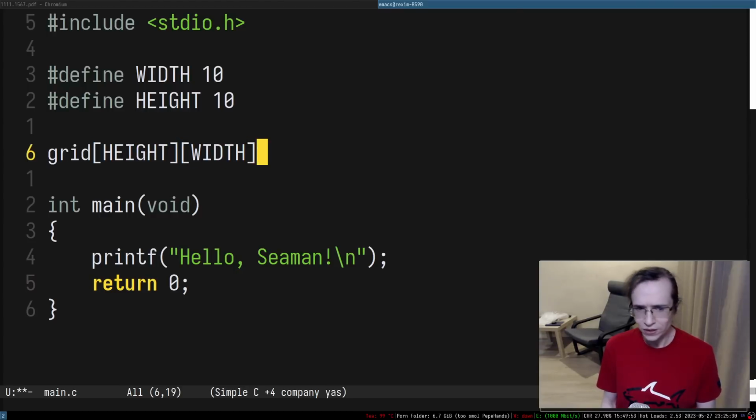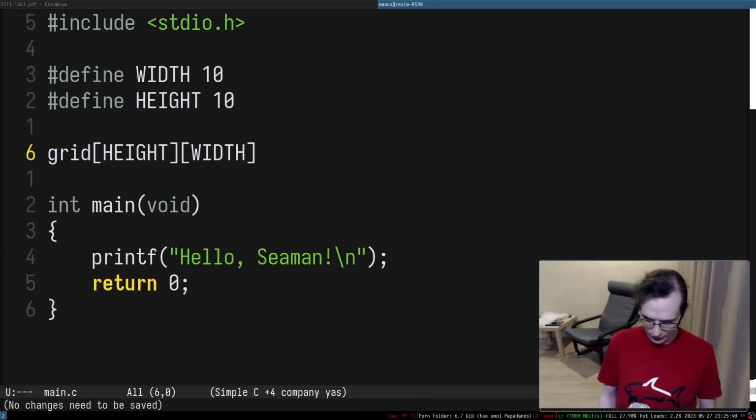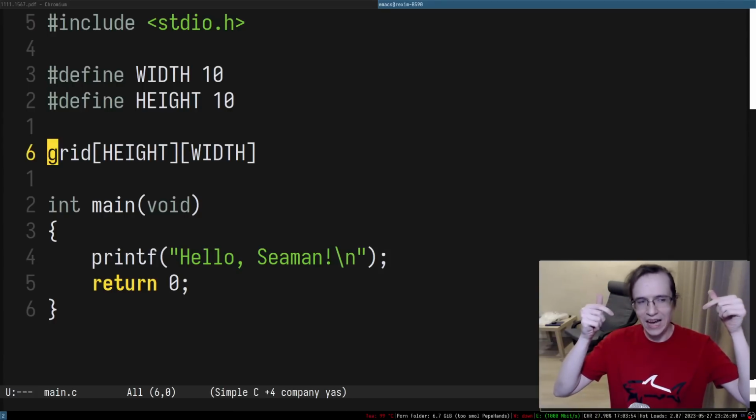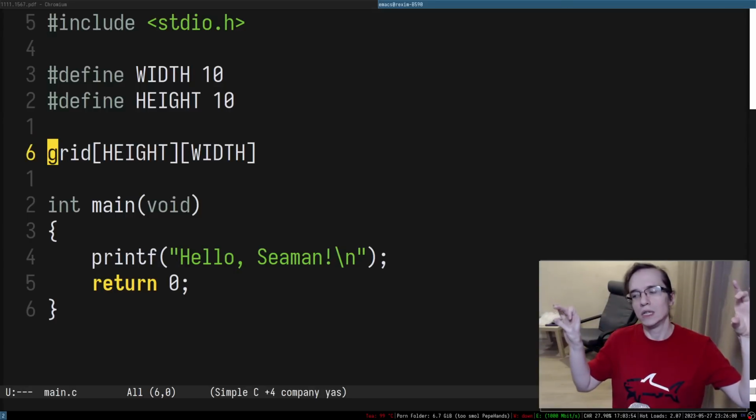I start with the height and then width because of how C stores multidimensional arrays: it stores them row-wise. Essentially this is the rows and this is the columns. Even though it's width and height, I think about this thing in terms of rows and columns. That's why I prefer putting height first and width second, because I think about how it's located in memory.